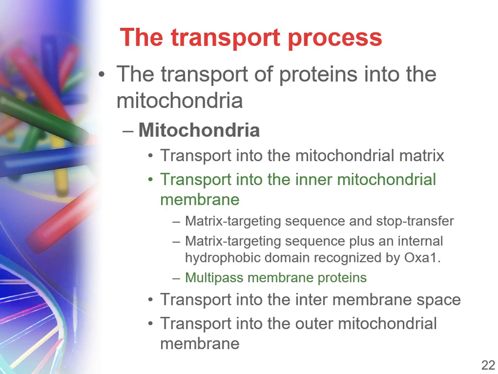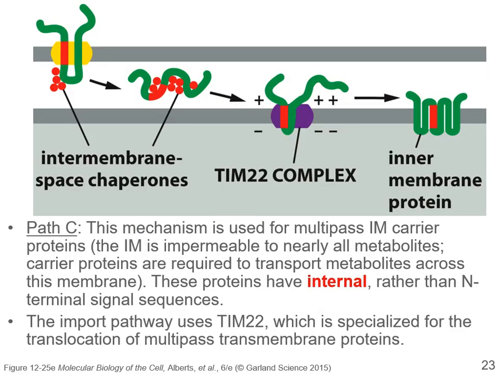All right, we have a third one. What if we have not just one or two, but multi-pass membrane proteins? How does that happen? Both of the diagrams are, however, a little cartoony, which tells me that maybe we don't know exactly how this happens. So I'm going to call this path C.